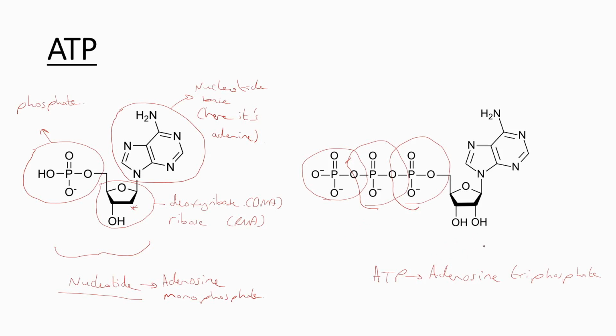Now also notice ATP has a ribose sugar because this oxygen is present. So ATP does not have a deoxyribose, it has a ribose. And obviously it has the base adenine. So this is a comparison between ATP and the nucleotide adenosine monophosphate.